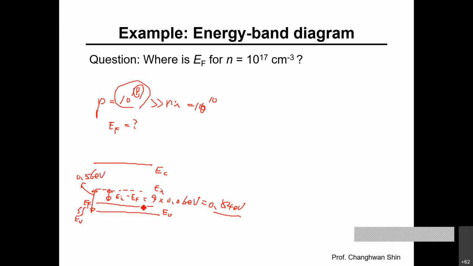So this drawing is quite wrong. Let me redraw it again. This is almost equal to the EF. So this is the right answer. So EF is almost equal to EV.